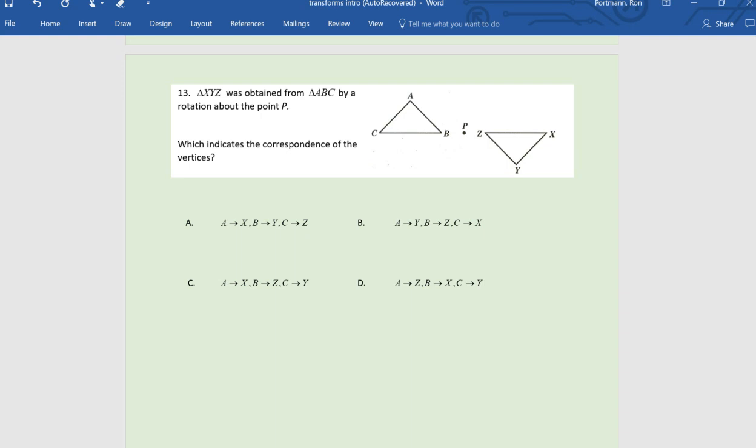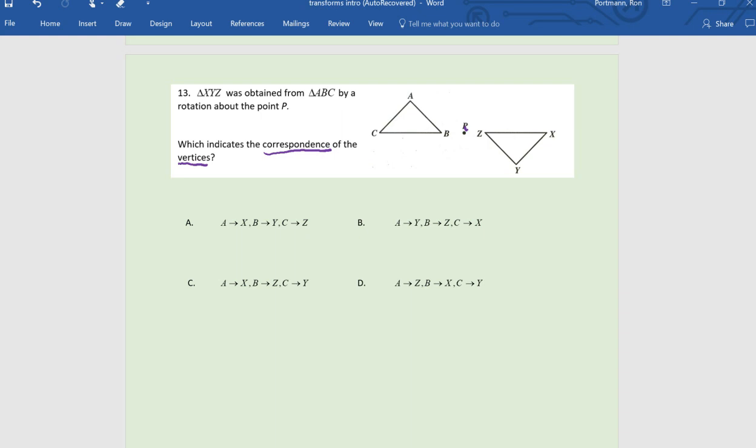Okay, the first question I wanted to look at here, and this just goes to the milestones. There's going to be questions that you have absolutely no idea what they're talking about, or you know little about what they're talking about. You've never seen the notation before. This question says triangle XYZ was obtained from triangle ABC by a rotation around the point P. We know what rotations are. We're going around the point P. Which indicates the correspondence of the vertices.